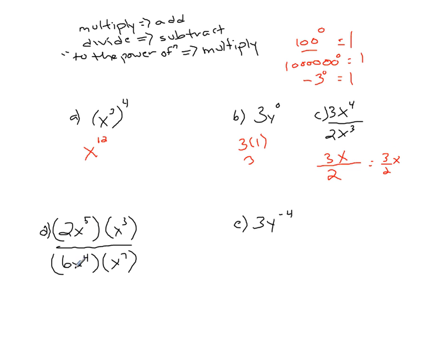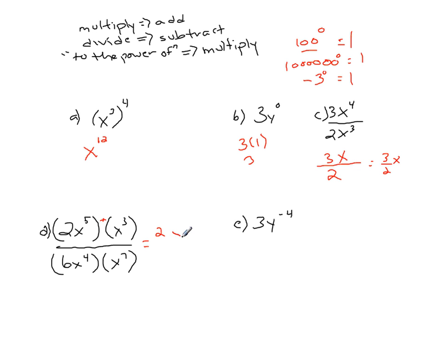In this case here, we've got a combination of multiplication and division happening. So I'm going to start by simplifying the top and then simplify the bottom. So this is going to be equal to 2, we leave that, 2 times 1, x to the 5 times x to the 3, we add up those exponents.